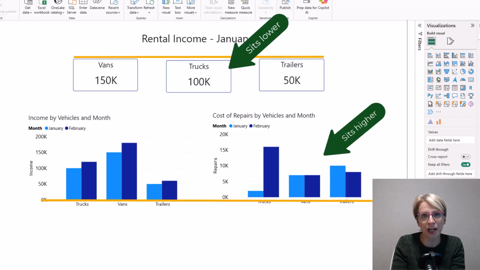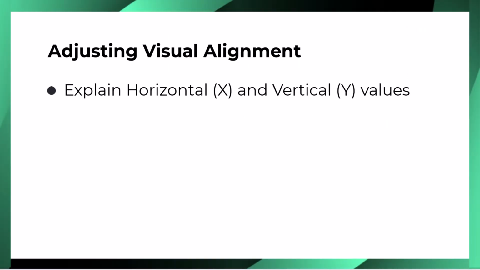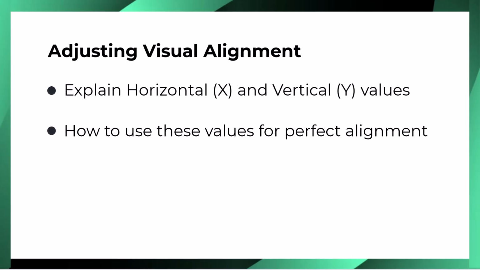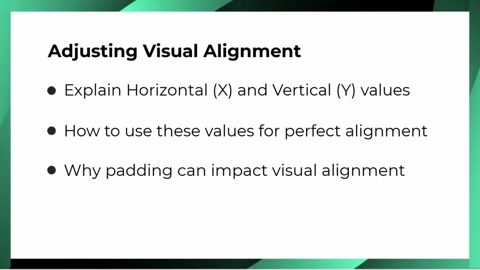In Power BI, if you've ever felt that your visuals are not quite in line, then understanding the X and Y position coordinates of visuals is key to checking the placement of the visuals in your Power BI report. In this video, I will explain the X and Y coordinate system, how to use them for perfect horizontal and vertical alignment, and stick around to the end where I'll show you how visual padding can make perfectly aligned visuals look out of sync.